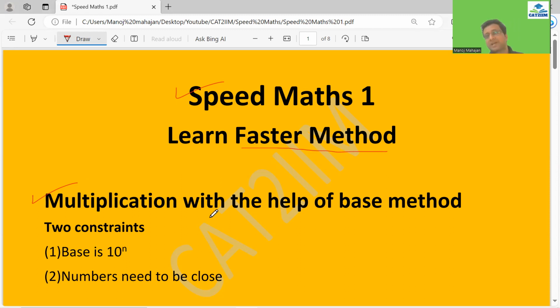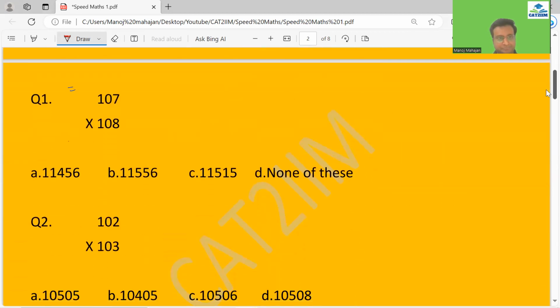There are two constraints if you want to be faster with this method. One constraint is the base. You should opt for 10 to the power of n, where n is a natural number. If I start putting n as 1, the base would be 10 to the power of 1. If I put 2, 10 square, that is 100. 10 cube, that is 1000, and so on, depending on the problem which we have. And the numbers need to be close so that the surplus or deficit is a small number. So let's apply this method and see how the calculation can become very fast.